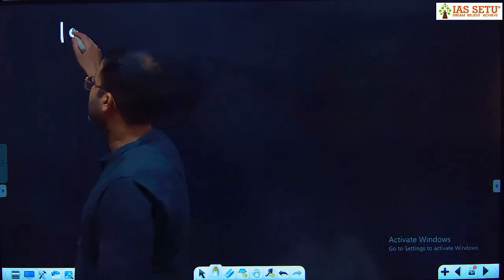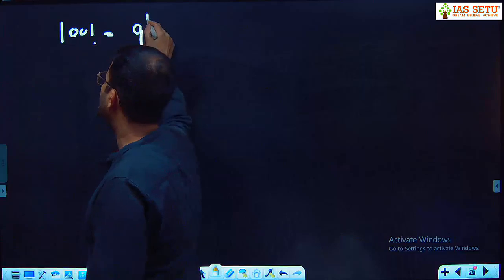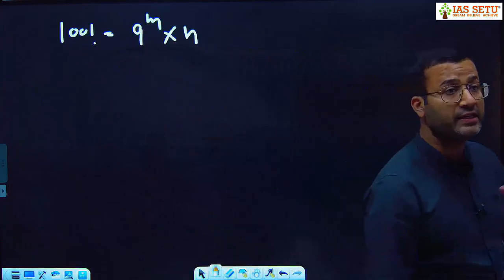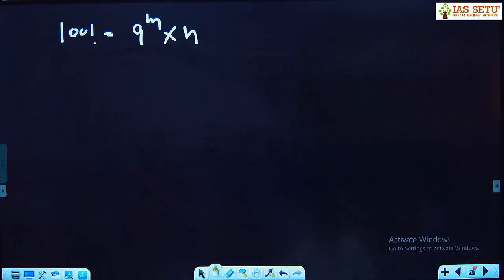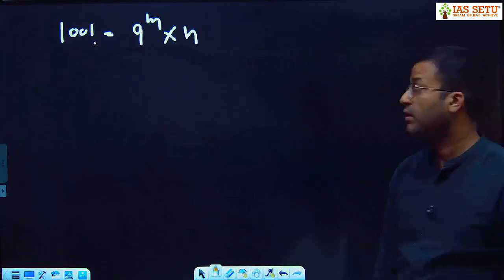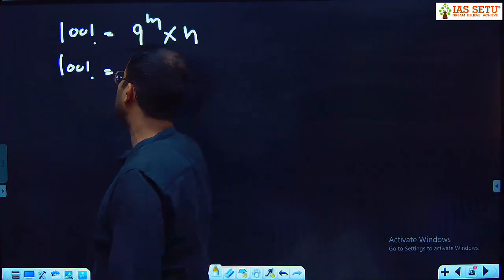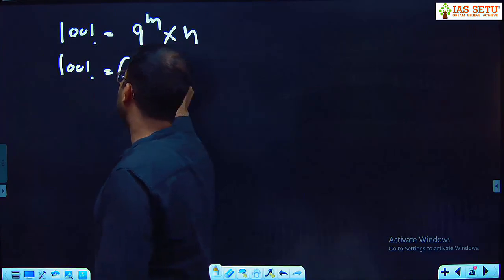My question here is 100 factorial is 9 to the power m into n. 9 is not a prime number. 9 is a composite, which is a perfect square number. So step number 1, we write it as 100 factorial is 3 square m into n.